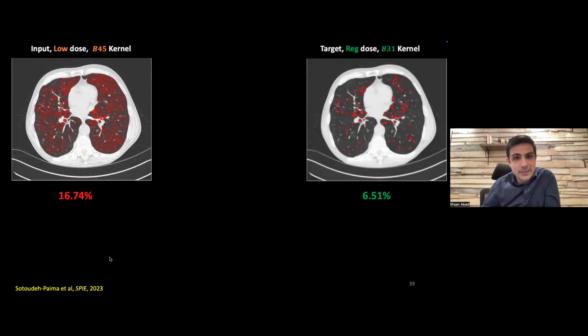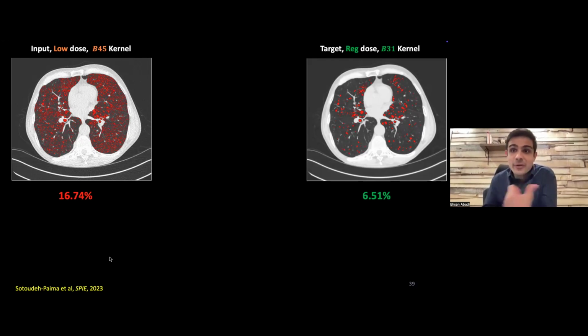And the target dose here, this patient was imaged twice. So I also have another condition for this patient. That same day, the patient was also imaged with a regular dose and smoother kernels. And this is essentially what I want. This is at the dose level that we want to harmonize for.